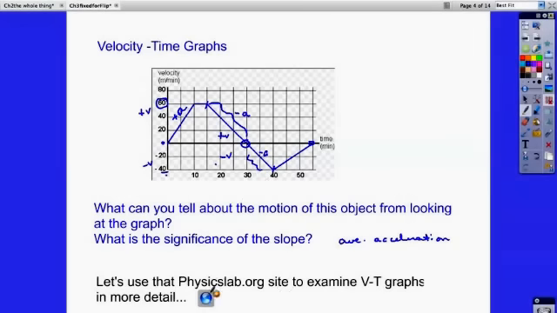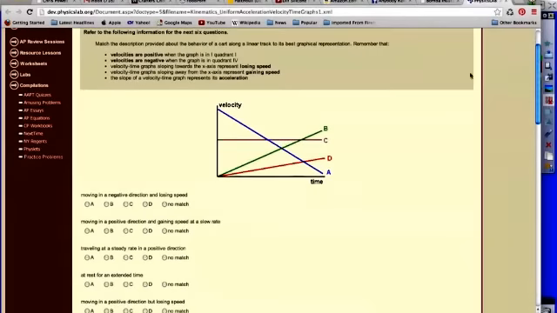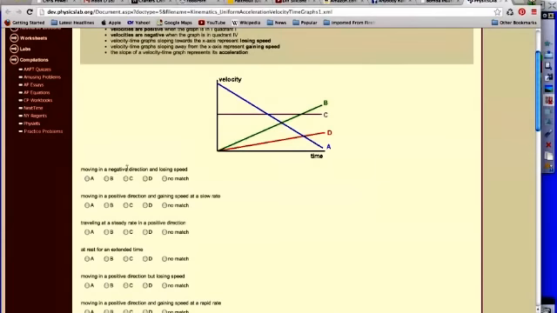Remember that physics lab site we went to last time? Let's go there again. We'll look very quickly at these lines representing the velocity versus time for 4 different objects. Let's answer these questions about this graph. Which of these objects is moving in a negative direction and losing speed? Well, none of these objects is moving in a negative direction. If this is the origin, and there's no other axis, so this has to be the origin, all of these are positive velocities. So they're all moving in a positive direction.